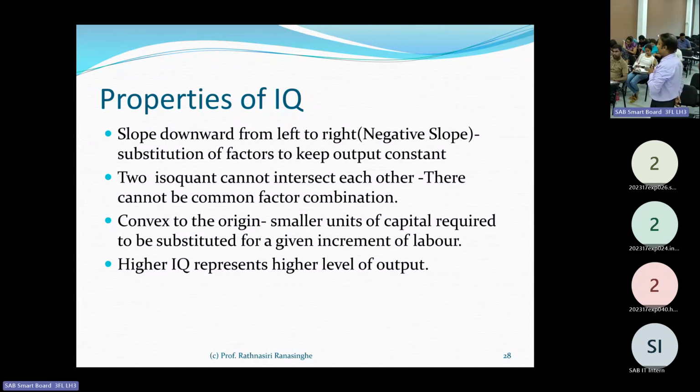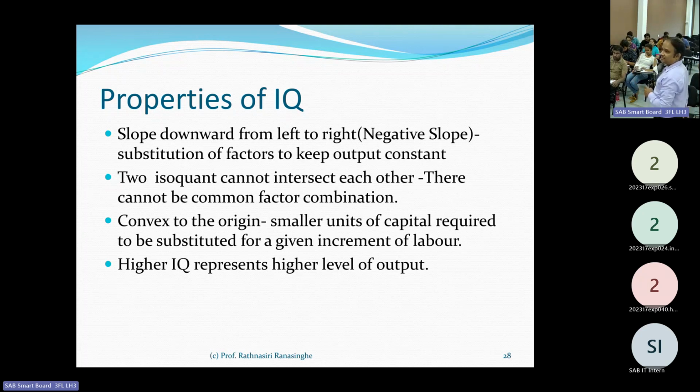So we talk about the slope, downward sloping, because of the substitution effect. The producer can substitute factors in the long run, because all the factors are variable, labor into capital or capital into labor. That gives the slope of the isoquant curve, the marginal rate of technical substitution. It is negative, because it's downward sloping.